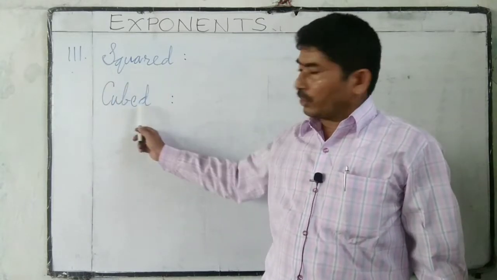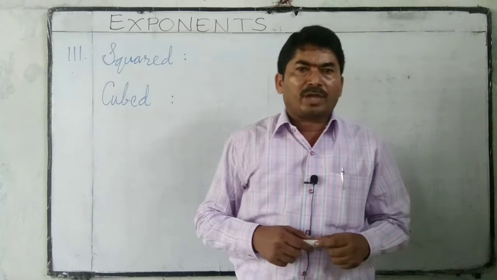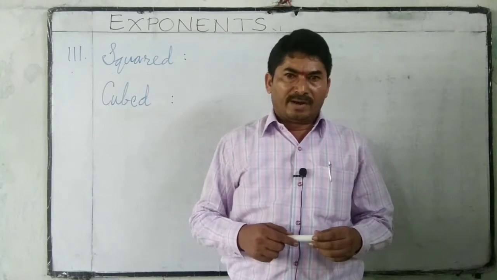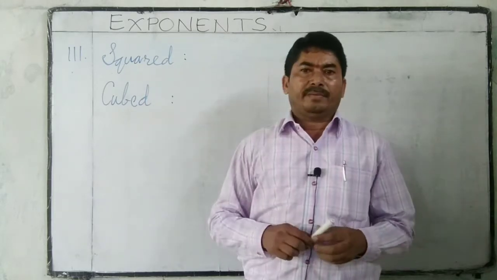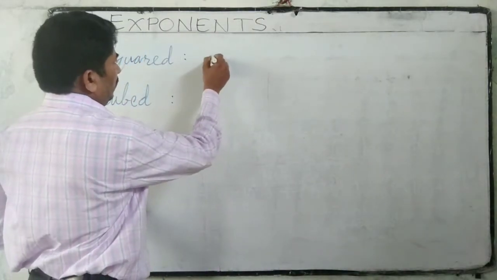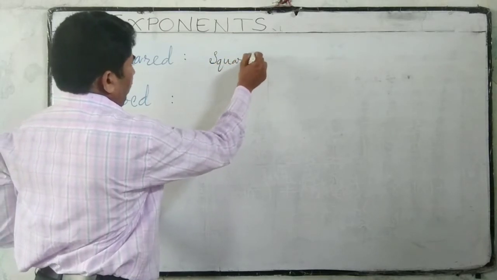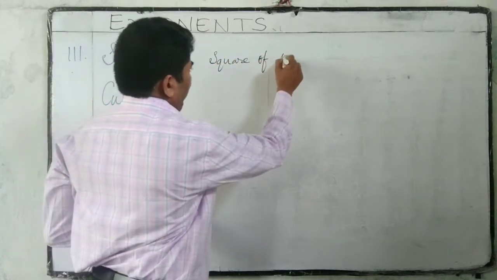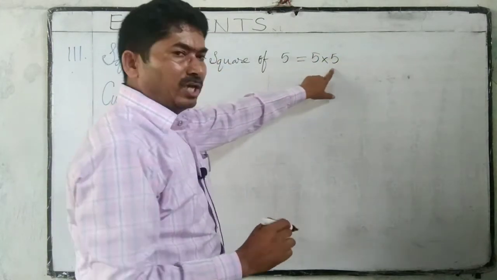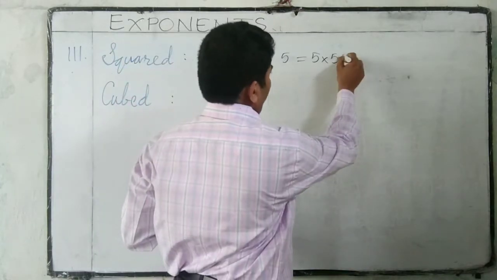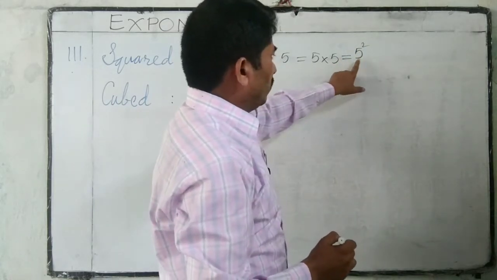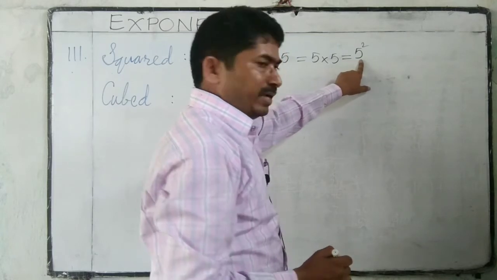Squared and cubed. What is a square? If a number is multiplied by itself, then the product is called square of that number. Let us observe one example. Square of 5. 5 fives are. We have to multiply itself twice. 5 square. 5 fives are 25. 25 we can write as 5 square.